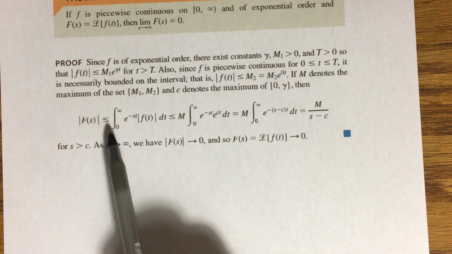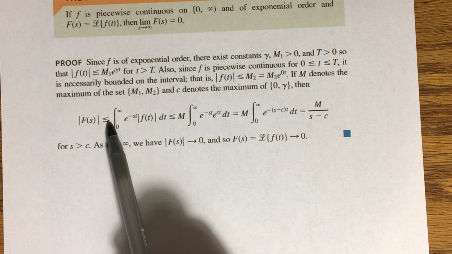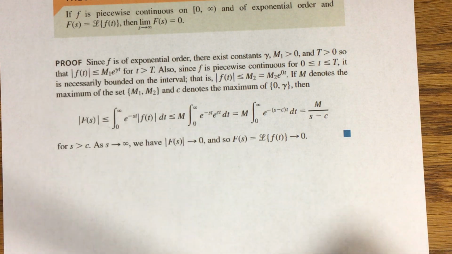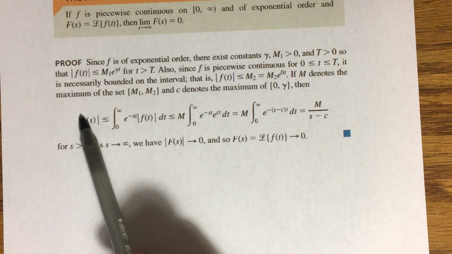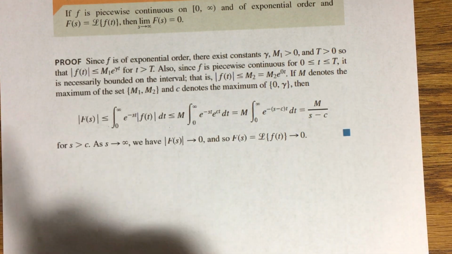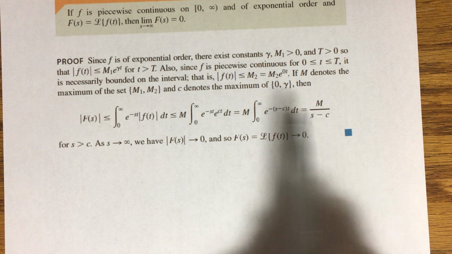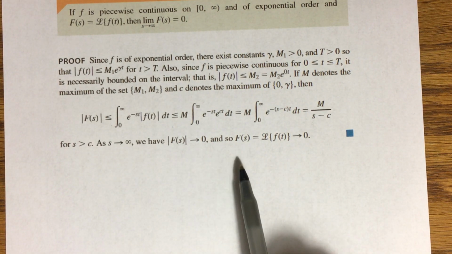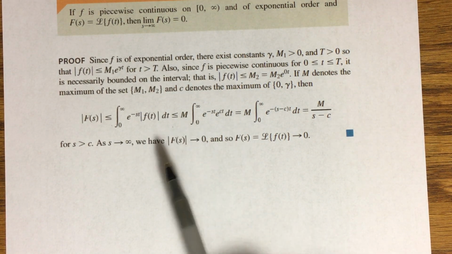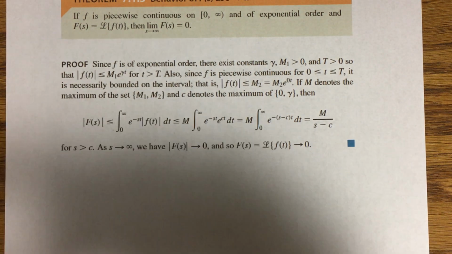And by our inequality property, if the absolute value of something is less than or equal to 0, it can't be less than 0 because that would make it negative, and absolute values can't be negative. So the only possibility here is that as s goes to infinity, if this is going to 0, then F of s itself needs to be going to 0, because its absolute value is going to 0. So that establishes that theorem for us, and that's also going to wrap up section 7.1.